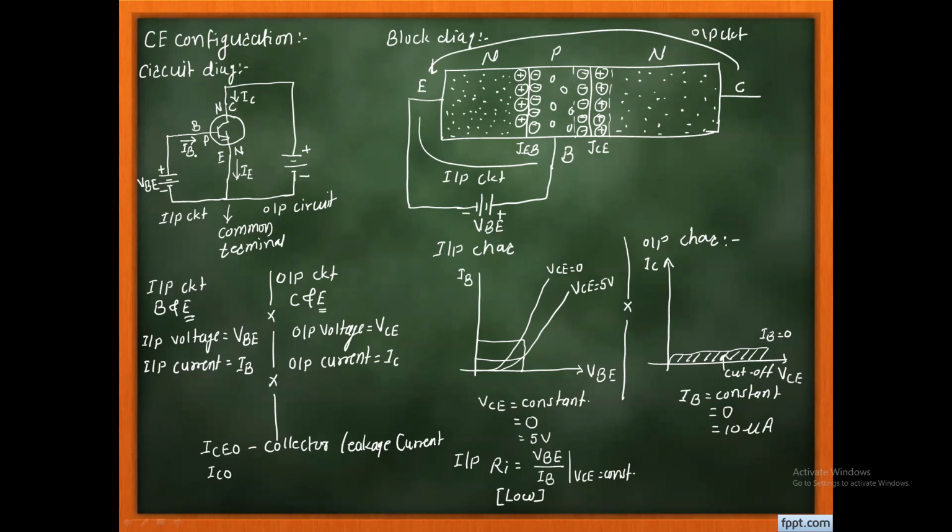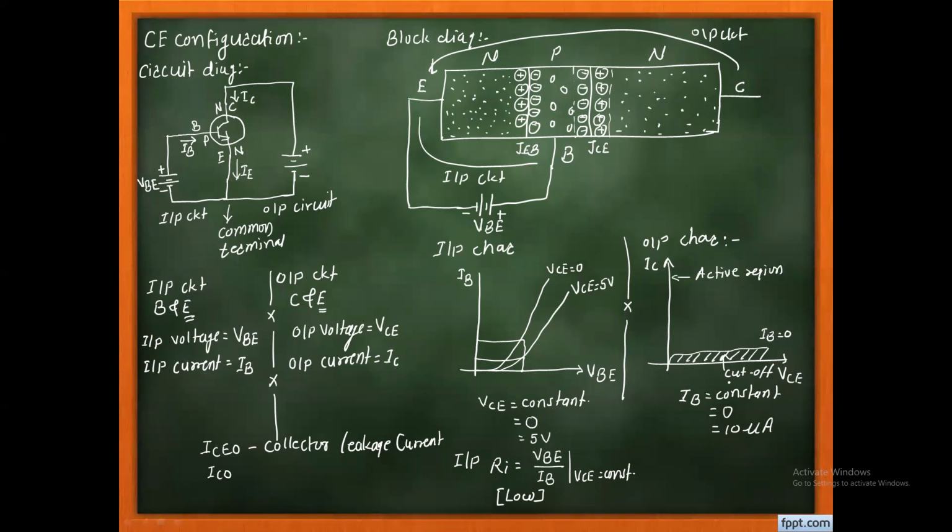Now when I say that the base current is there, it means that the emitter to base junction is forward biased, because current is flowing through it. That means the emitter to base junction is forward biased, and the collector to base junction is reverse biased. It means that now the transistor works in the active region.